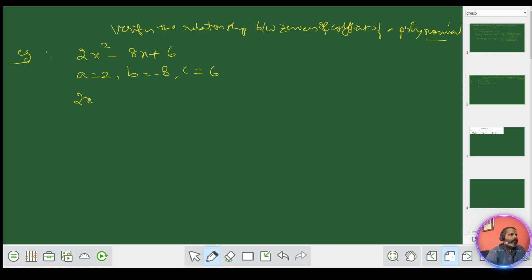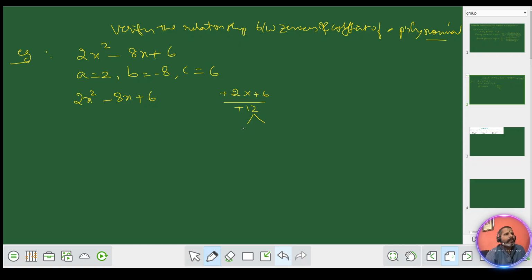Okay, so 2x square minus 8x plus 6. What is the first into third we are using? 2 into plus 6. That is, 2 is the coefficient of x square and plus 6 is the constant term. So what is the product here? Plus 12. We have to find the factors of plus 12 such that the product is plus 12 and the addition or subtraction of the factors gives you minus 8.